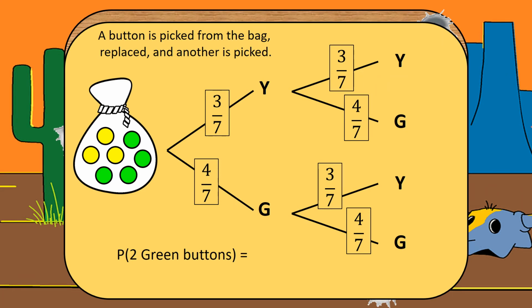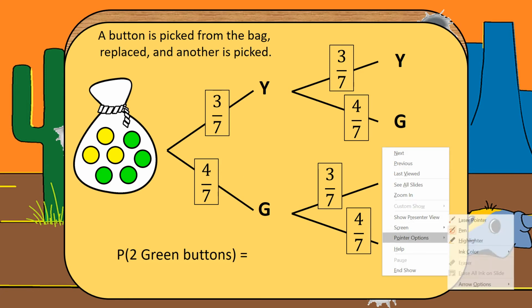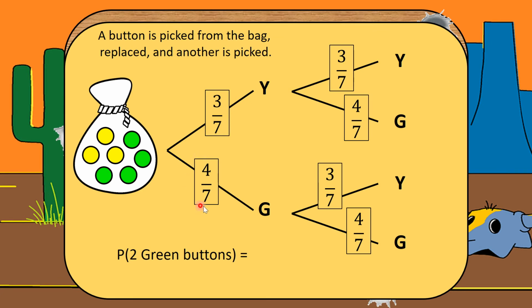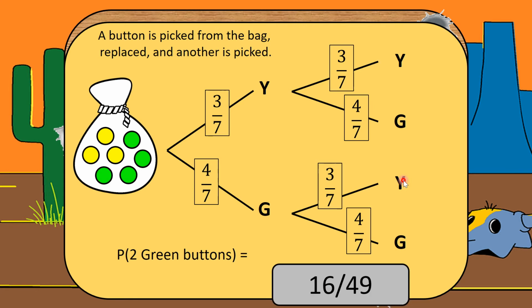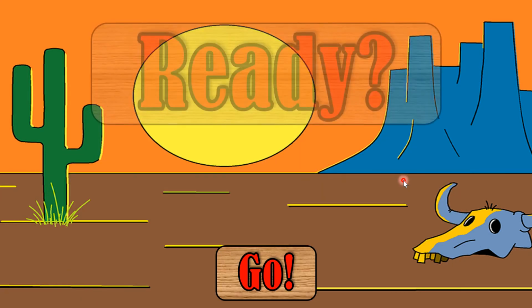How are we doing? So we got 4 sevenths on this one and 4 sevenths. So we need to do a 4 times 4 and a 7 times 7. 16 over 49. Yep, 16 over 49. 2 green ones, 16 over 49. Next one up.